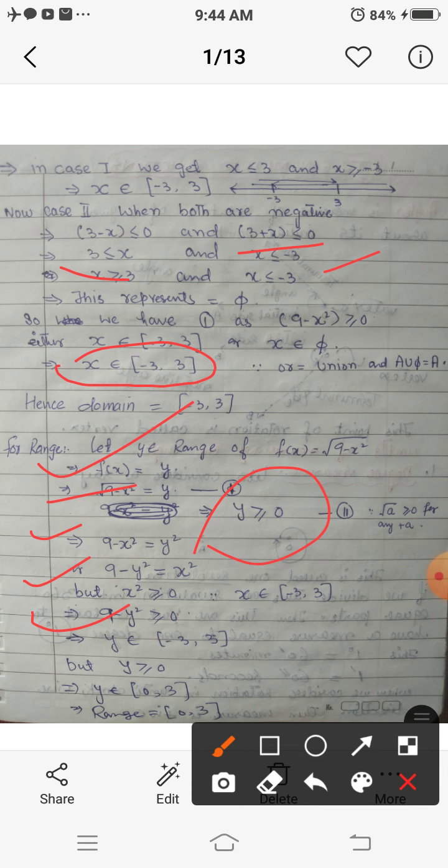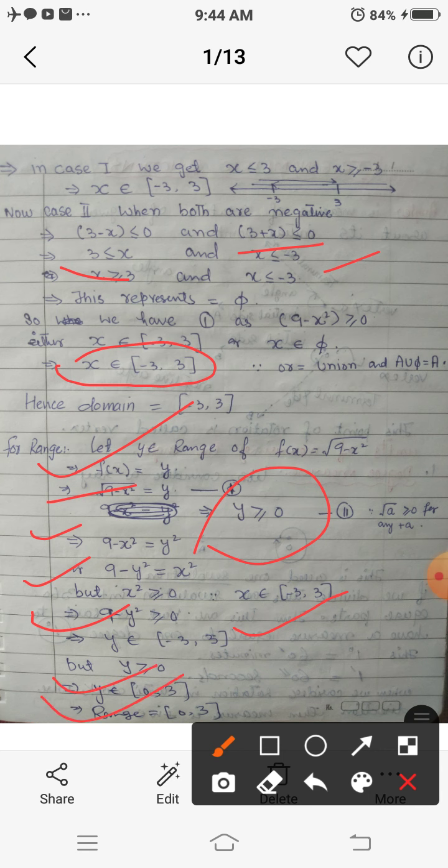9 minus y square is greater or equals to 0, which implies that by the same procedure as we discussed in the domain's condition, y belongs to the interval minus 3 to 3. But here y is non-negative, which means we have to consider only the positive values from this minus 3 to 3. Hence y belongs to 0 to 3.